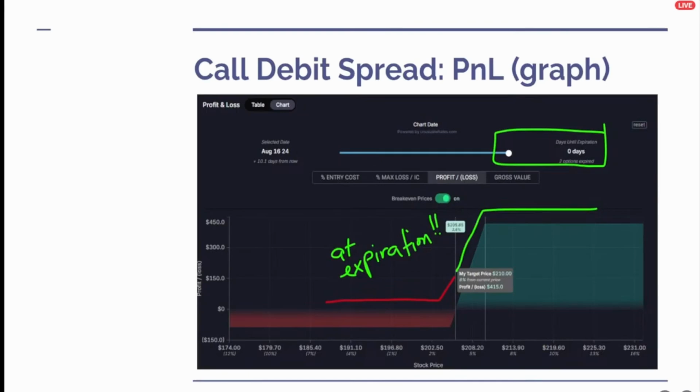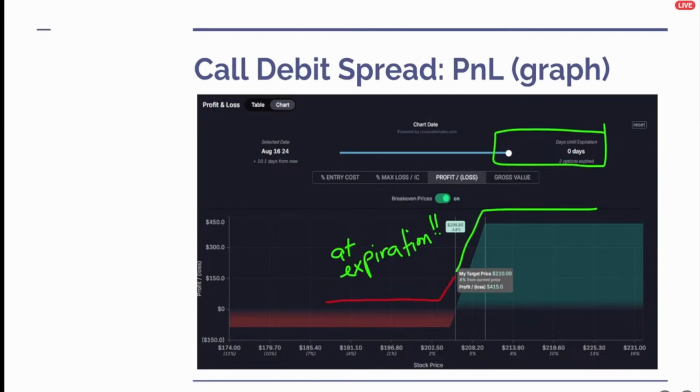Okay, moving right along. What you can see here is the P&L diagram of a call debit spread. And I know you're searching around on the internet, you see all kinds of these. The important thing to remember about this kind of P&L diagram is that it's showing you what the distribution of outcomes is at expiration.